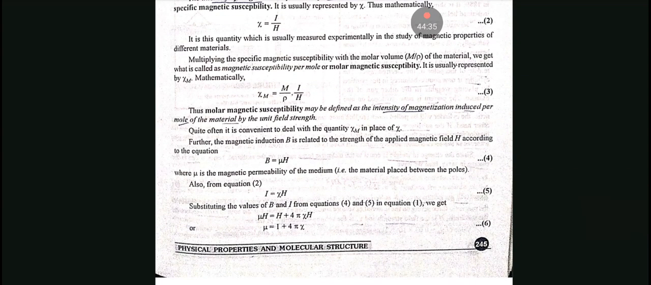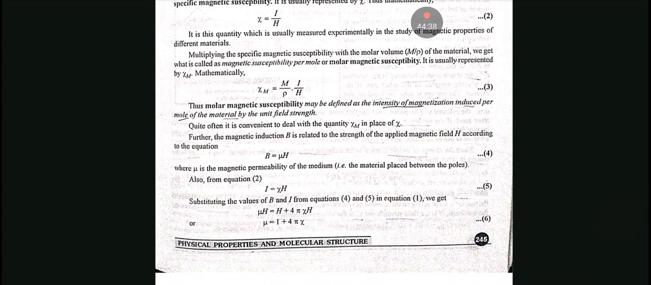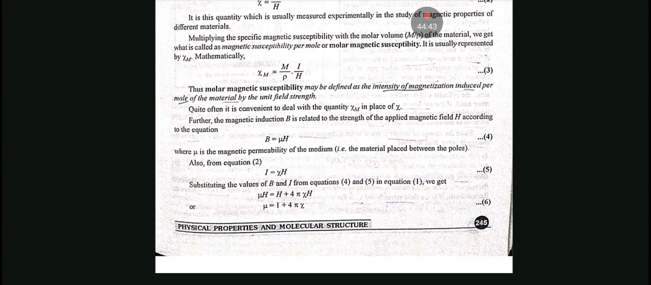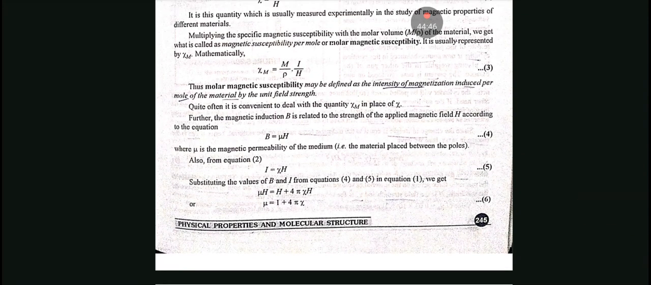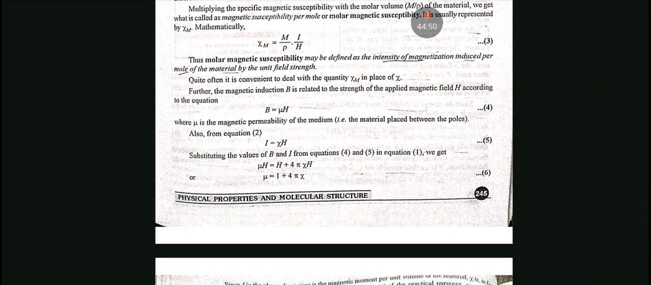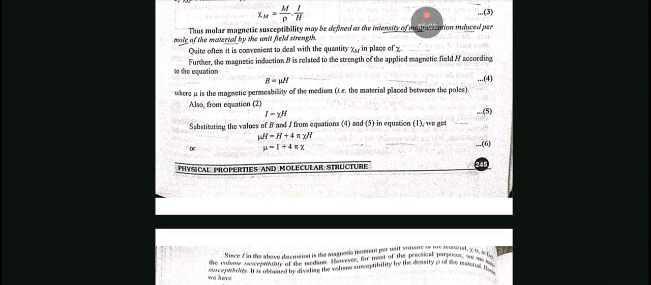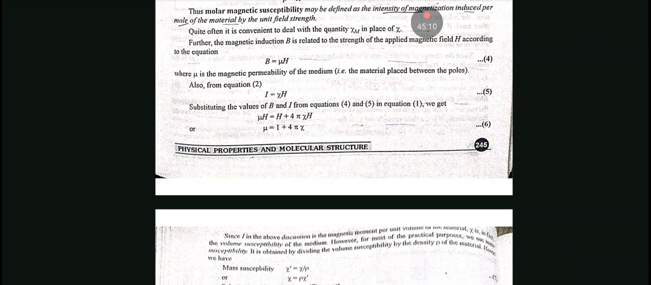It is usually represented by chi. Thus, mathematically, chi is equal to I upon H. This quantity is usually measured experimentally in the study of magnetic properties of different materials. By multiplying the specific magnetic susceptibility with the molar volume of the material, we get the magnetic susceptibility per mole, or molar magnetic susceptibility, represented by chi M. Mathematically, the molar magnetic susceptibility may be defined as the intensity of magnetization induced per mole of the material by the unit field strength. Quite often, it is convenient to deal with the quantity chi M in place of chi.